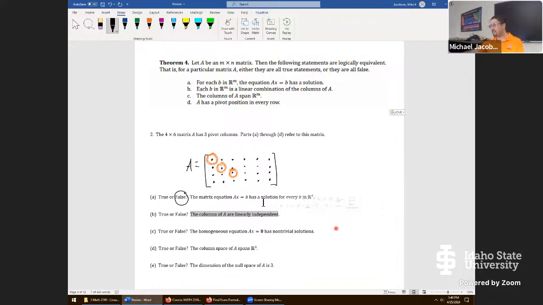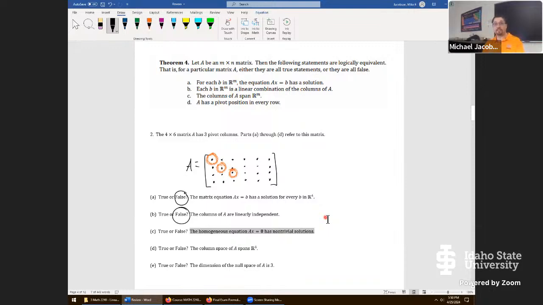Dependent for sure, right? There's, let's see, 6 columns, but only 4 entries per column. That's automatic dependence. So we'll say here, false again. Now, this one's interesting. Non-trivial solutions. Not really a question that maps to this one too well. What are non-trivial solutions all about?